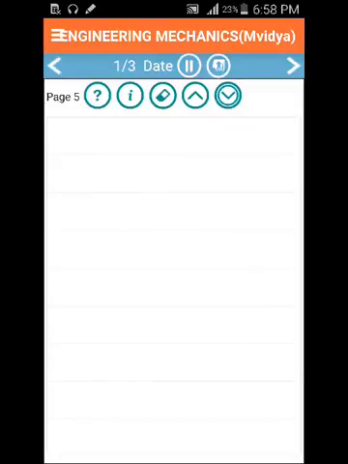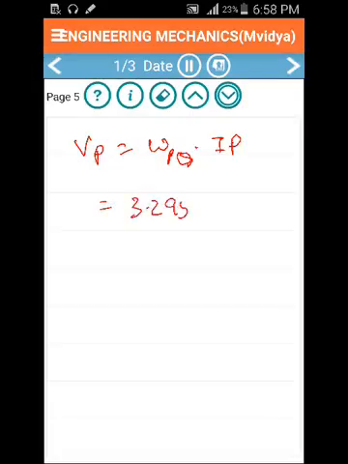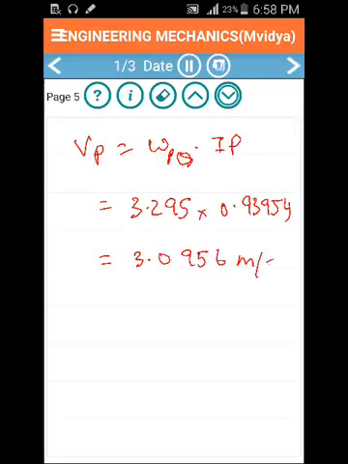radians per second. Knowing omega, I can calculate the velocity of P as omega of PQ into the length of the distance from this instantaneous center. So length of IP. And IP I have already calculated as 0.93954. So I get 3.295 into 0.93954. So I get my velocity of P as 3.0956 meter per second.